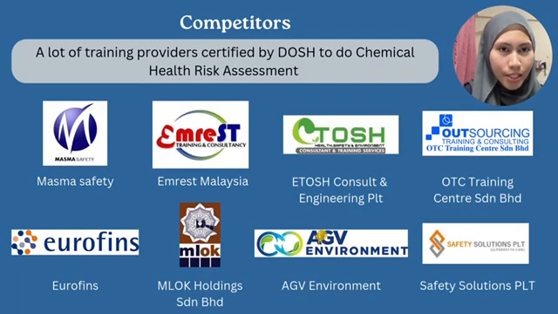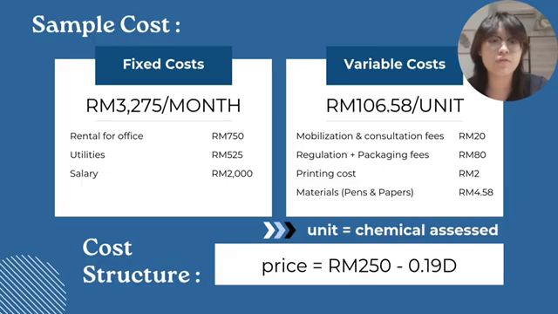Then, for competitors, there are a lot of training providers certified by the Department of Occupational Safety and Health to do the chemical health risk assessment. The fixed costs for our service are 3,275 ringgit per month, which include rental, utilities, and salary for 2 workers as we are just a startup company. And the variable costs are 106.58 ringgit per unit, which include mobilization and consultation fee, regulation plus packaging fees, printing costs, and materials, which are pens and papers.